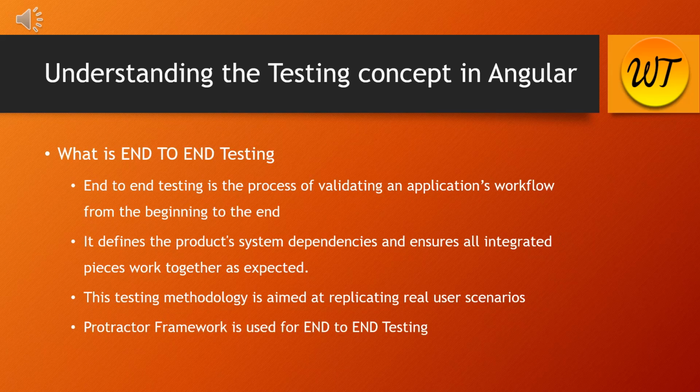What is end-to-end testing? End-to-end testing is the process of validating an application workflow from the beginning to the end. It defines the product's system dependencies and ensures all integrated pieces work together as expected. This testing methodology is aimed at replicating real user scenarios.